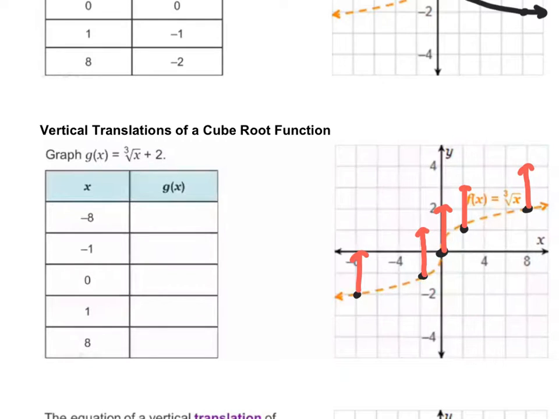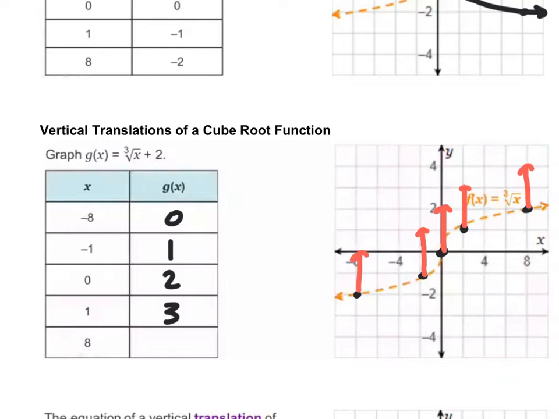Okay, and so when I plug in -8 over here, normally you'd get -2, but if I add 2 to that, that's going to make it a y value of 0. If I plug in -1, normally it'd give me a y value of -1, but I need to move it up 2 units, so it gives me a value of +1. If I plug in 0, I get a y value of 0. Add 2 to that, it's going to give me a value of 2. If I plug in a value of 1, you normally would get 1. If I add 2 to that, it's going to give me a value of 3.